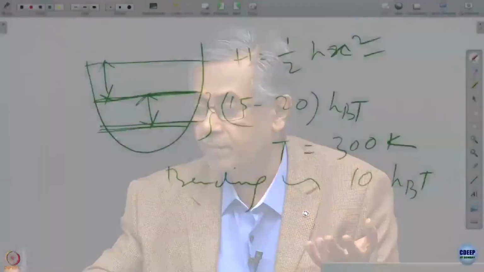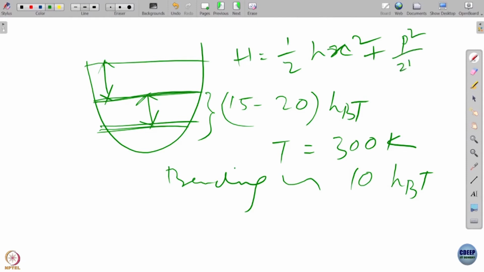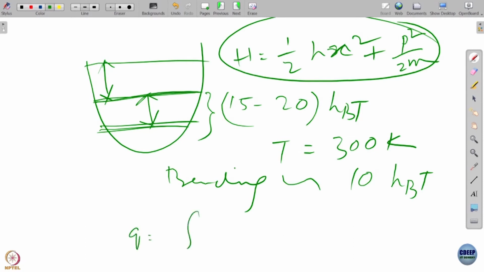And for most of the results, people treat vibrational degrees of freedom, even thermodynamics, using classical mechanics by using half k x squared. So, I write half k x squared, then I write my Hamiltonian as the vibration plus p squared by 2m. And then I do the integration by writing the molecular partition function and doing the integration there.